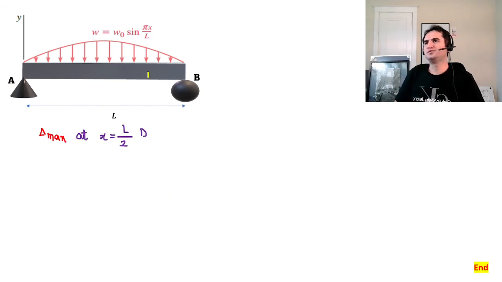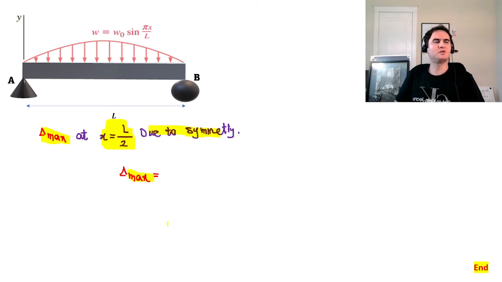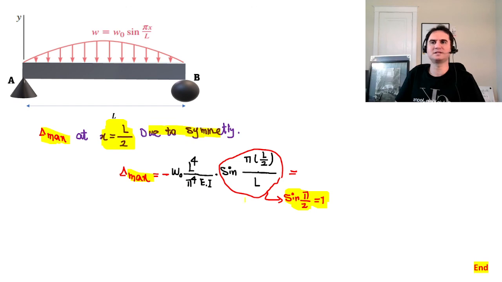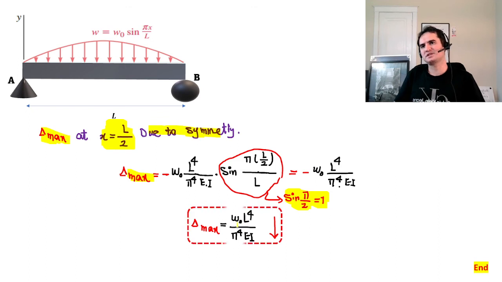And what else? If you look at the symmetry of the structure, it's obvious that due to symmetry, delta max happens at x equal to L over 2 at its center. If you do the calculation, it gives you this equation. This part is simply sine of pi over 2, which is 1. Sine of 90 degrees is 1. If you replace that, it gives you delta maximum is w naught L to the power of 4 over pi to the power of 4 EI. And that's a downward movement for delta maximum. Thank you.